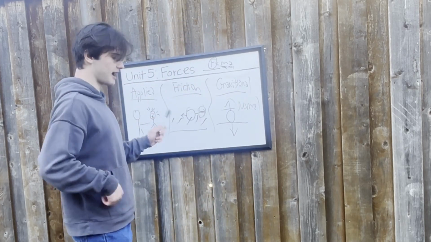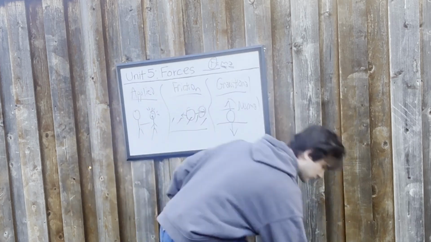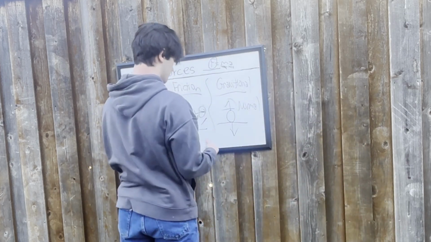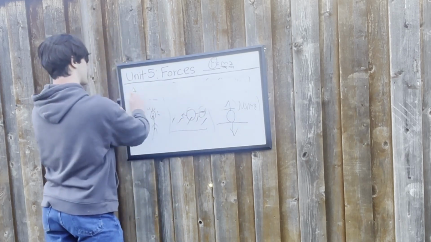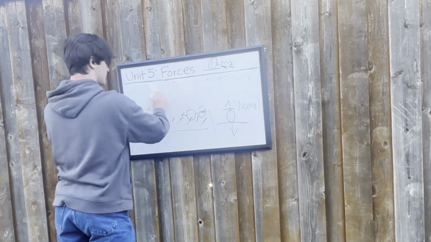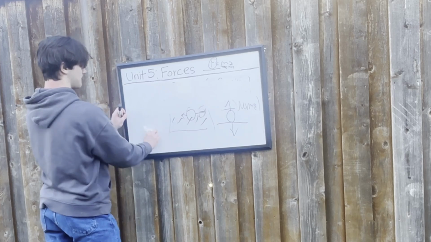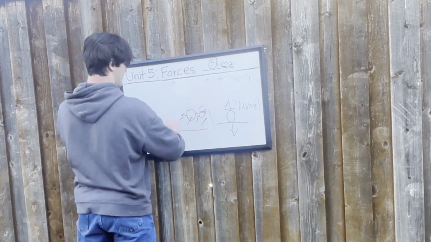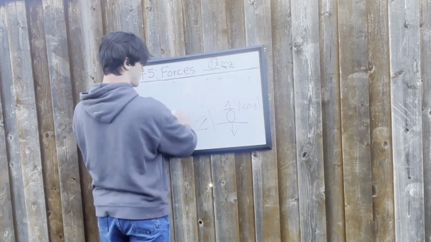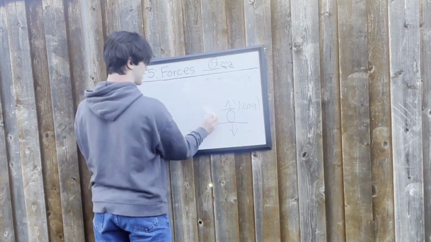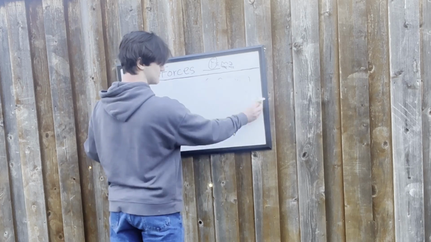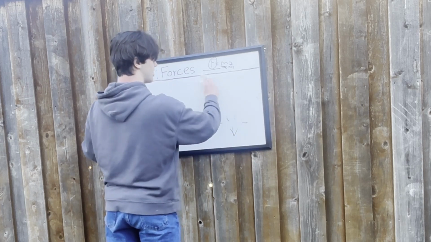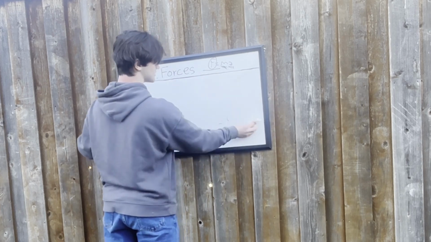Now, to figure out forces and how they look, we can use what are called free body diagrams. Free body diagrams are mainly just a way to visualize what forces are acting on an object.